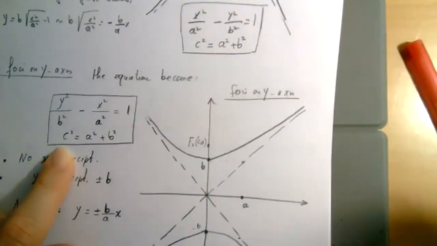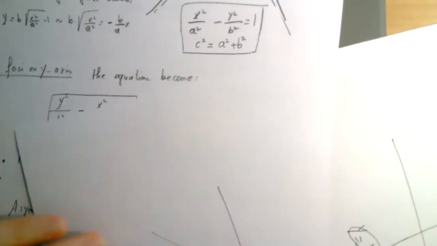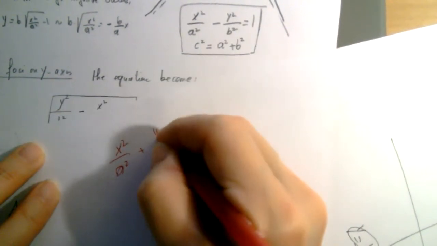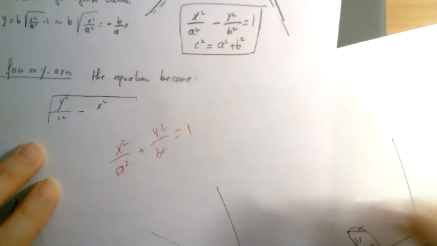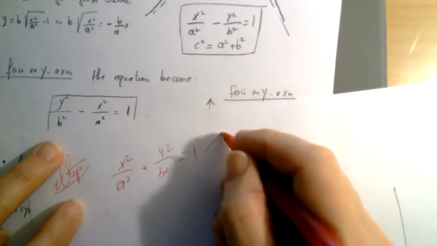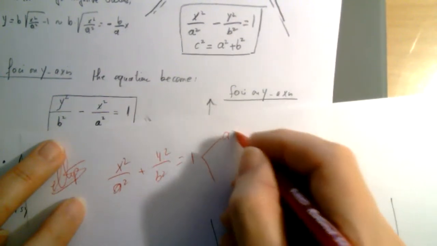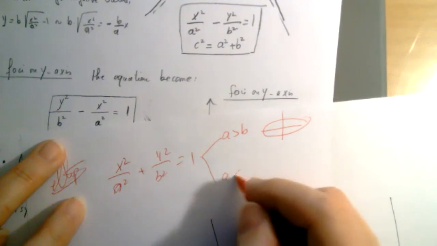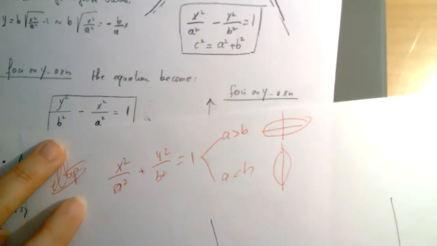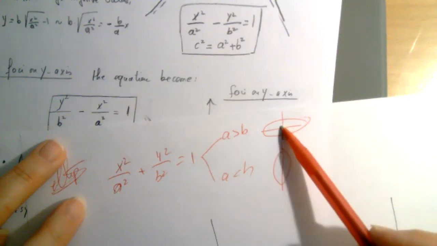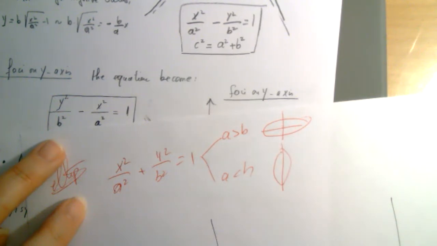So I don't want you to confuse ellipse with the hyperbola. Ellipse is x squared over a squared plus y squared over b squared equal to 1. That's the ellipse. And it divides like this. A bigger than b is like that. A less than b, that's what determines what kind of ellipse we have. In this case, the foci are on the x-axis. In this case, the foci are on the y-axis.